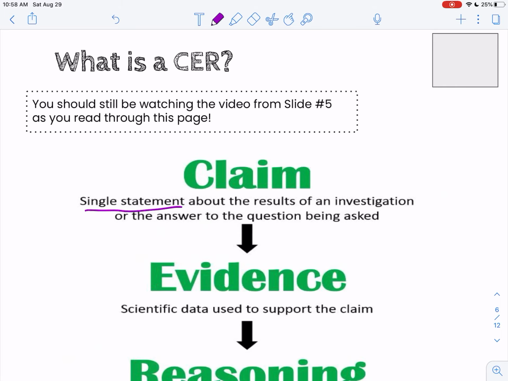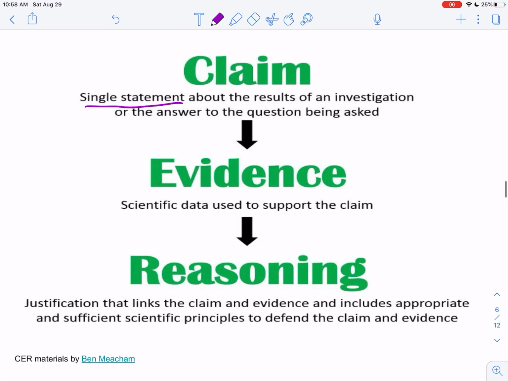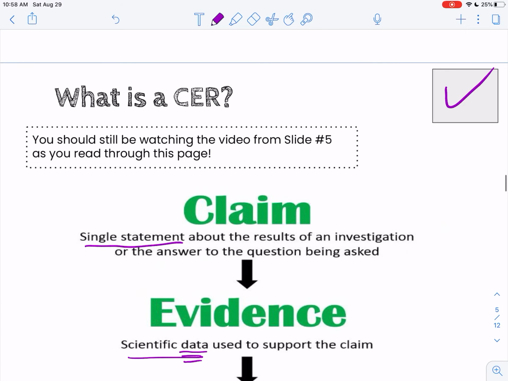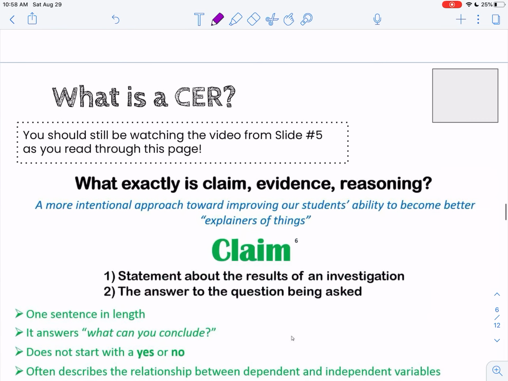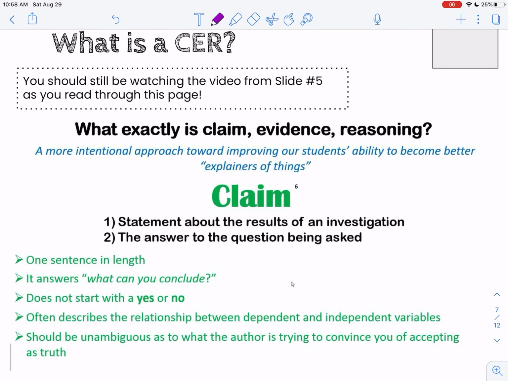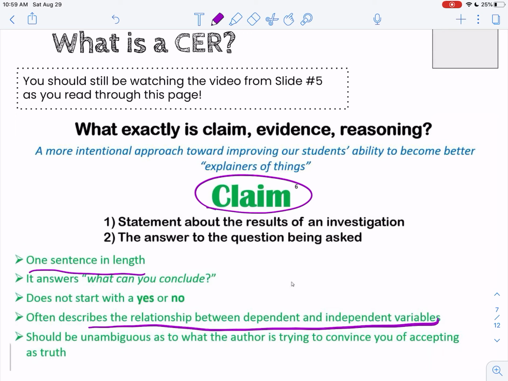So the claim, a single statement, okay? Evidence, this is where you put your data, okay? And reasoning basically ties it all together, okay? So we read this page, all right? And there's one more. The next two slides have a little bit more explanation, okay? So you just read through this, right? So the claim, it's the statement, it's the answer, okay? It's usually one nice clear sentence, describes a relationship between the variables, okay? And it should be unambiguous, not like, well, I think that running shoes are the best. No, running shoes are the best, period.